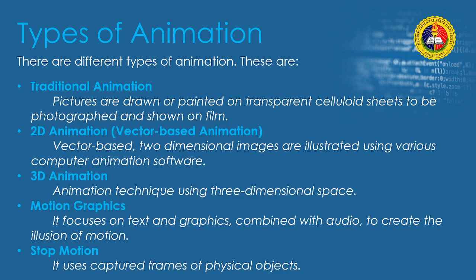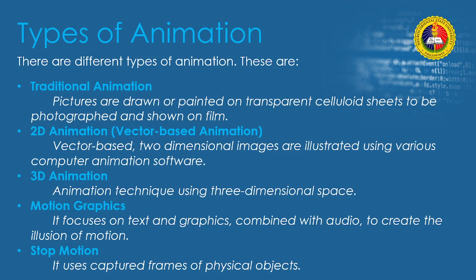And then we have motion graphics. It focuses on text and graphics combined with audio to create the illusion of motion. So when we say motion graphics, these are types of animation that focus only on text and graphics. For example, have you watched any Netflix movies or TV shows like Squid Game, and so on? Every time the movie starts, there's a big letter N that zooms in. Right? Okay, so that is an example of motion graphics. It doesn't have any other objects, it focuses only on text and graphics. So that is motion graphics, and I'll give you more examples in our future lesson.